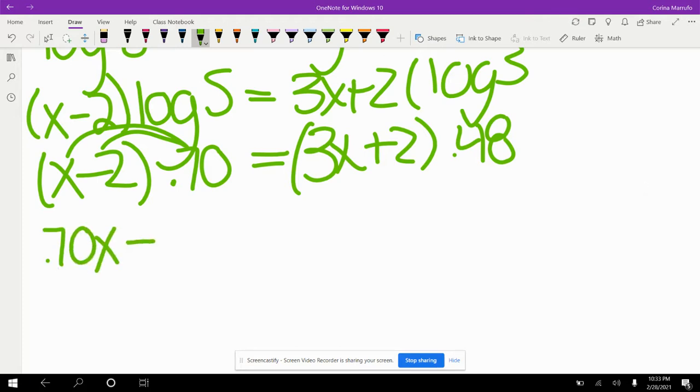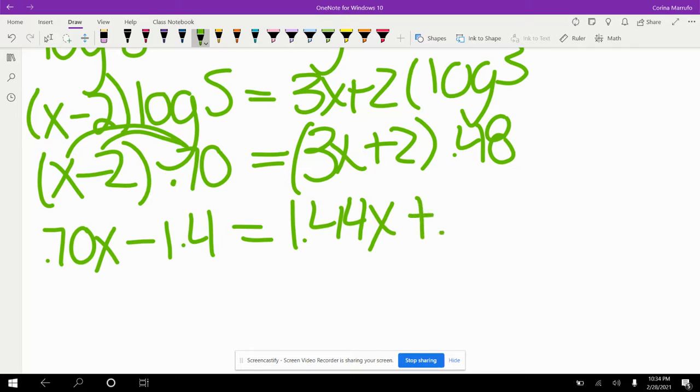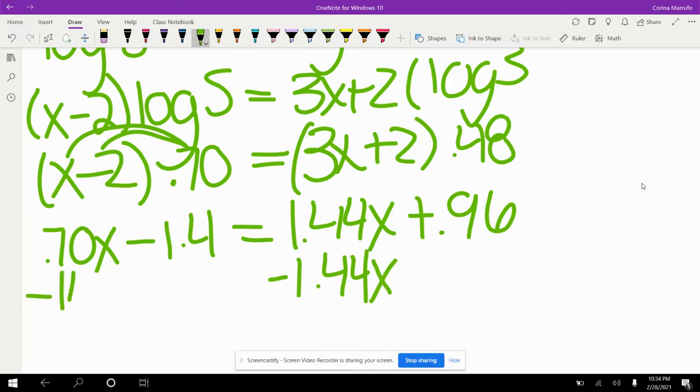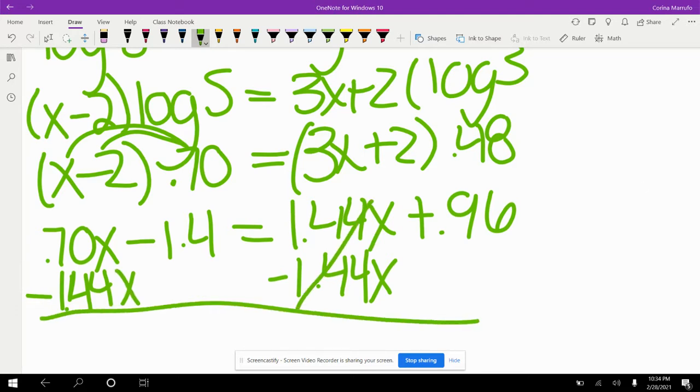So it's going to give me 0.70x minus 1.4 equals 0.48 times 3 gives me 1.44x, and then 2 times 0.48 gives me 0.96. And then we're going to start solving for x. So I'm going to move this 1.44x to the other side. This cancels. 0.70 minus 1.44 gives me negative 1.